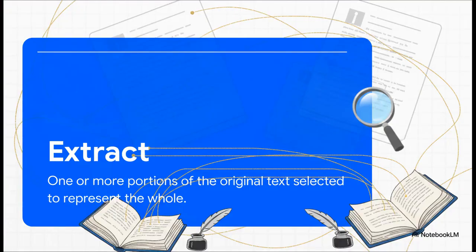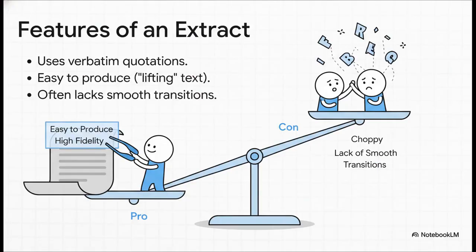Next in our kit, we have the extract, and this one is all about authenticity. Instead of having someone else tell you about the document, an extract gives you the author's own words, literally lifted directly from a key section like the conclusion or the recommendations. But there's always a trade-off. While an extract is super easy to create and gives you that high-fidelity info, it can also feel a little choppy. You're getting pieces of the original text, but without the smooth transitions that kind of glue them all together.